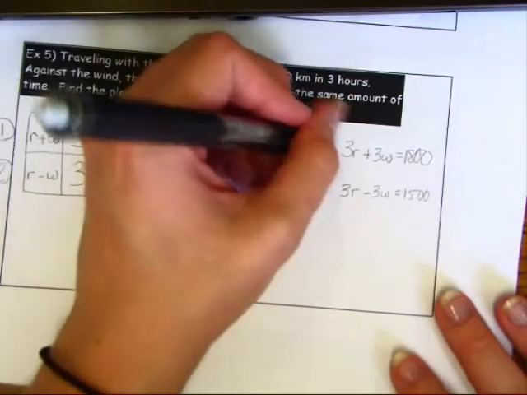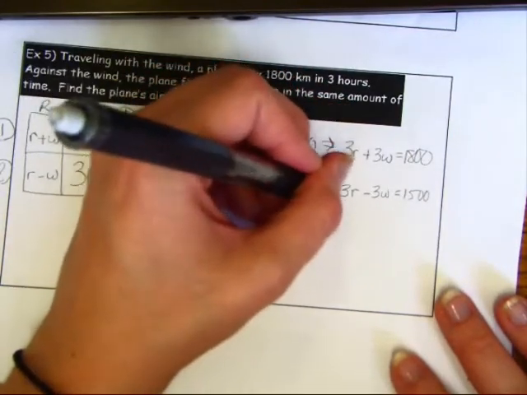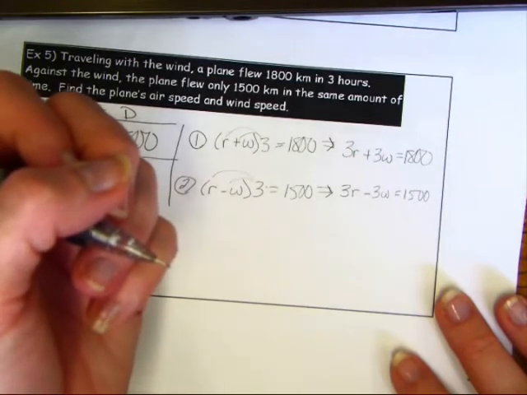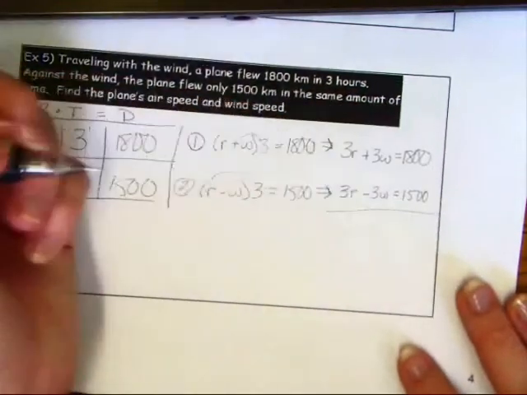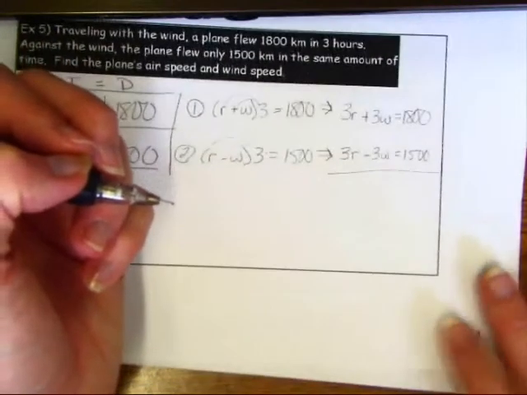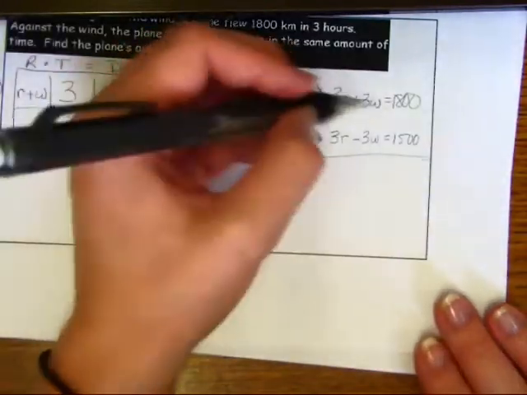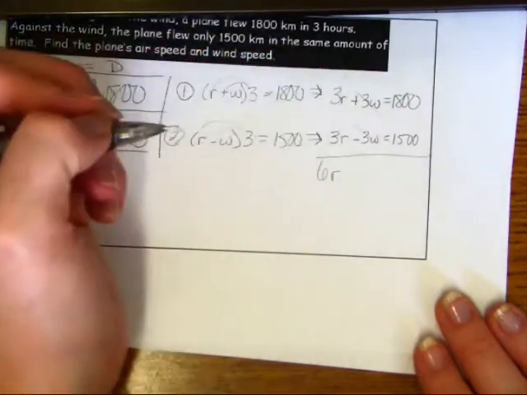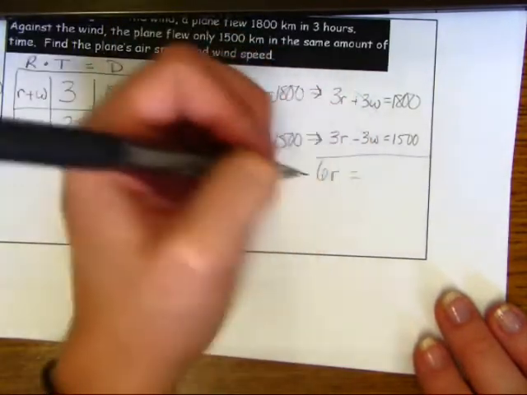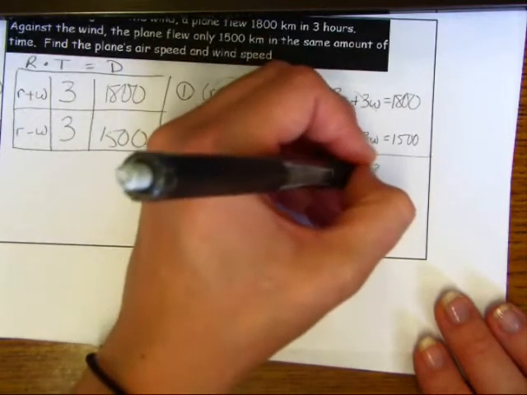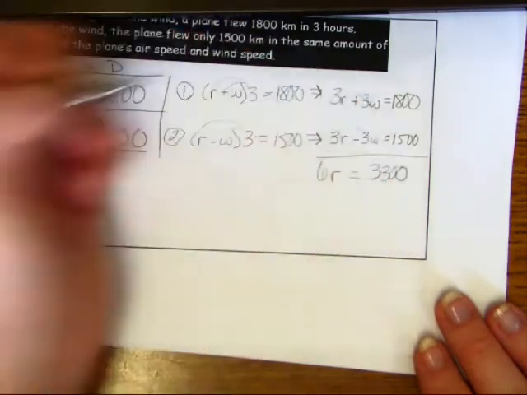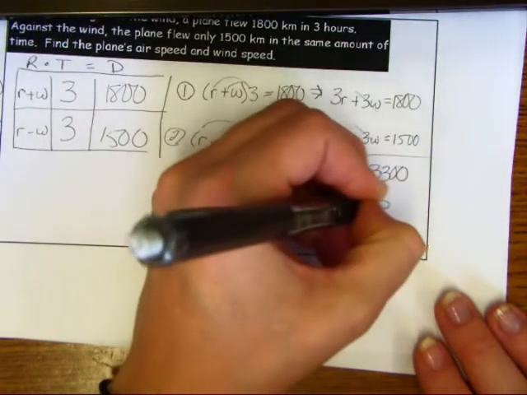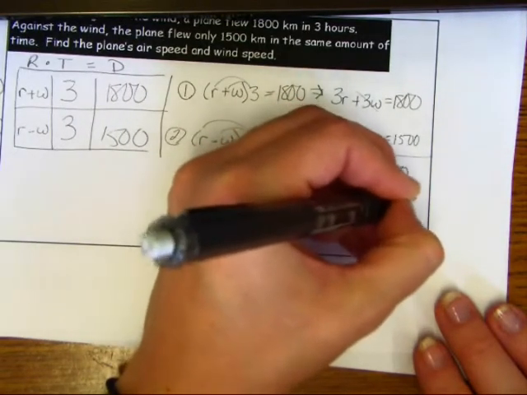Wow, look at these two equations, guys. What should we do? Substitution or elimination? Hopefully, you guys are thinking to yourself elimination. Add them up. 3 and 3 make 6r. Look at those w's, they go away. And 1800 and 1500 make 3300. When you divide by 6, you get a really nice answer of 550 kilometers an hour.